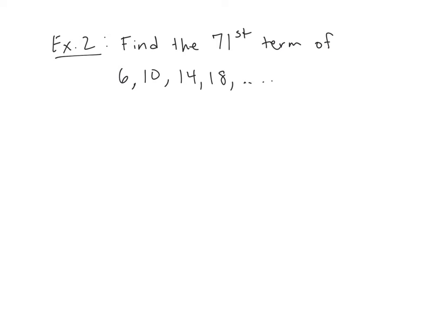All right, example 2. This is the first one where we're going to find a bigger number of terms. We're going to find the 71st term of the pattern 6, 10, 14, 18, and so on. Now, I could find 22, 26, and so on, but that's going to take too long. So to find the 71st term, the faster way is by using my formula here: an equals a1 plus our common difference times n minus 1.